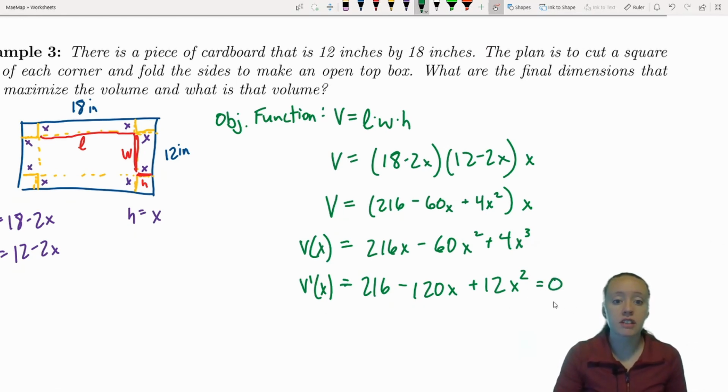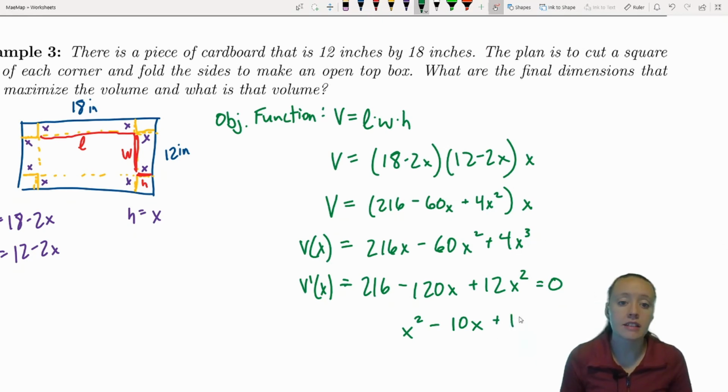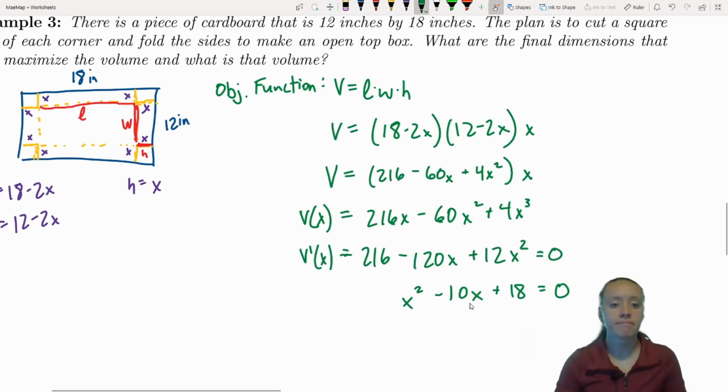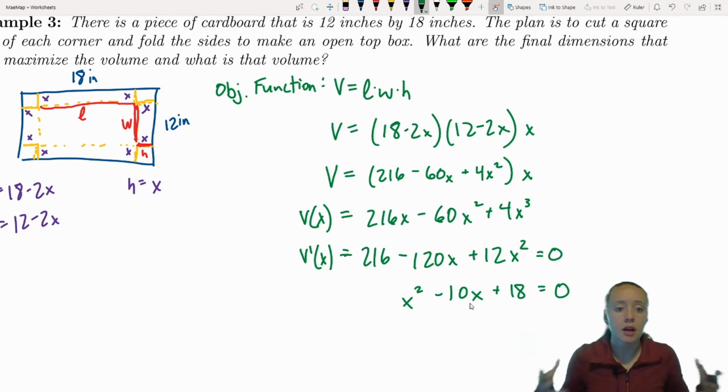So setting this equal to 0, each of my terms is divisible by 12, so I'll divide both sides by 12. 12x squared divided by 12 is x squared, minus 120x divided by 12 is 10x, and then adding 216 divided by 12, which is 18, and that's all equal to 0. Writing it this way, I'll be able to factor my equation to find what makes this 0. Actually, it doesn't look like we're going to be able to factor this, but that's okay. What other method can we use?